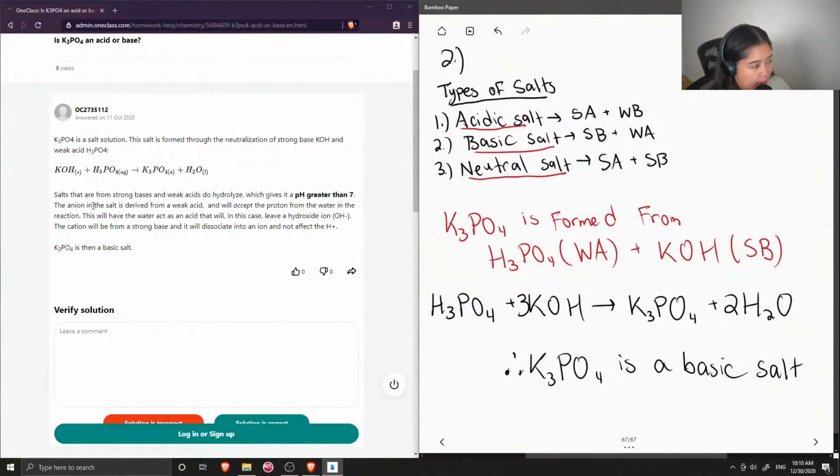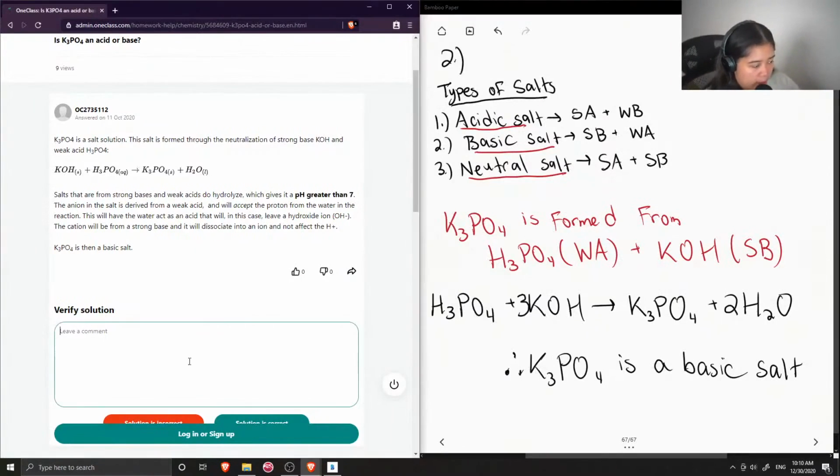The anion in the salt is derived from a weak acid and will accept a proton from the water in the reaction. This will have the water act as an acid that will, in this case, leave a hydroxide ion, OH-. The cation will be from a strong base and it will dissociate into an ion and not affect the H+. So K3PO4 is then a basic salt. Okay, so this solution is correct.